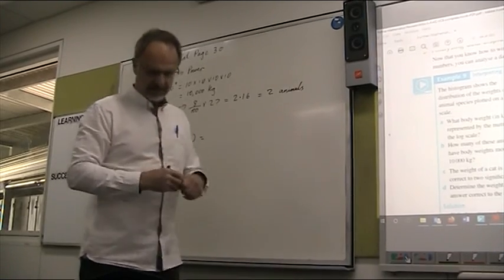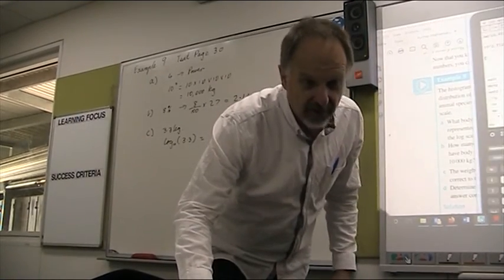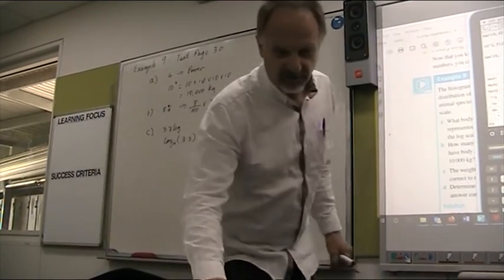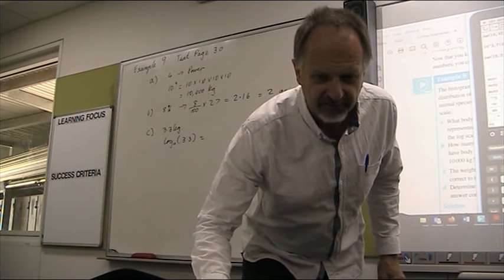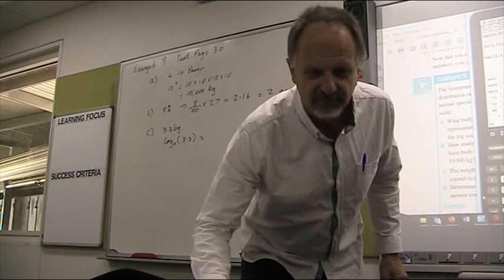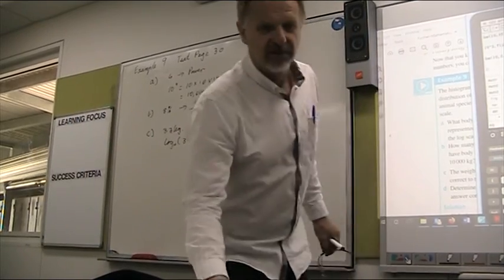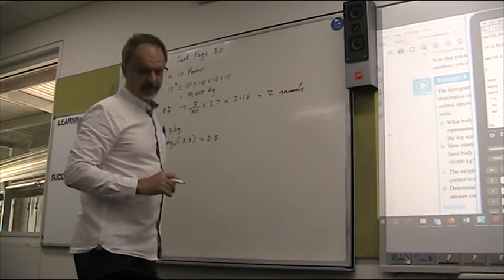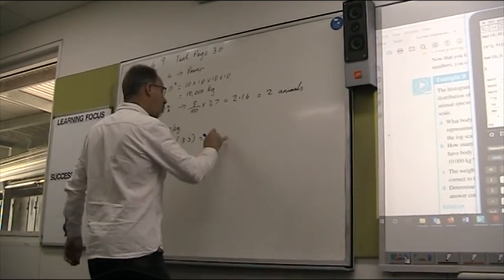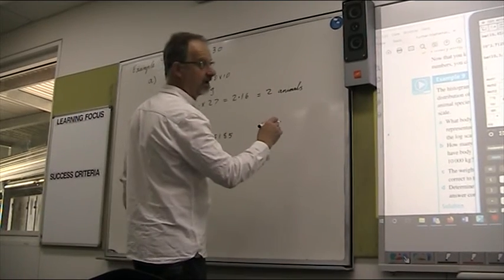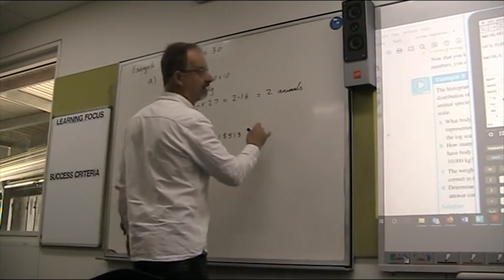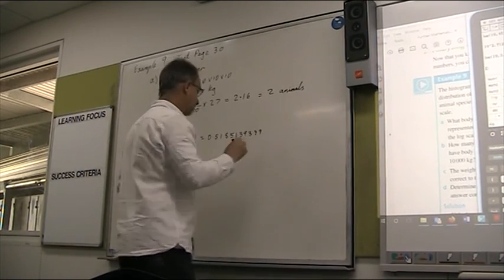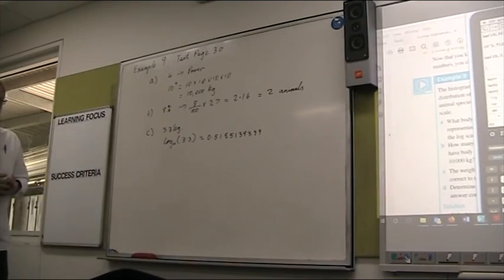So on our calculator, let's go back to our calculator. Remember, the log is this one here. What do we want the log of? We want the log of 3.3. And then you get that. So you get all of this long number, 5, 1, 8, 5, 1, 3, 9, 3, 9, 9. For all of that.